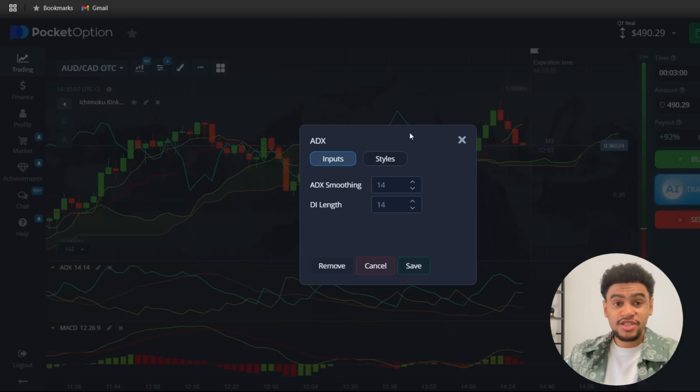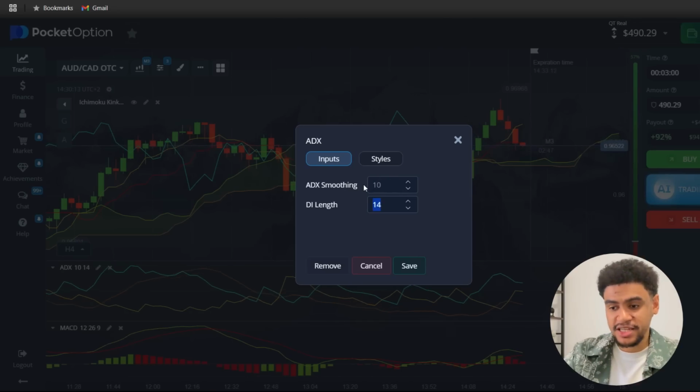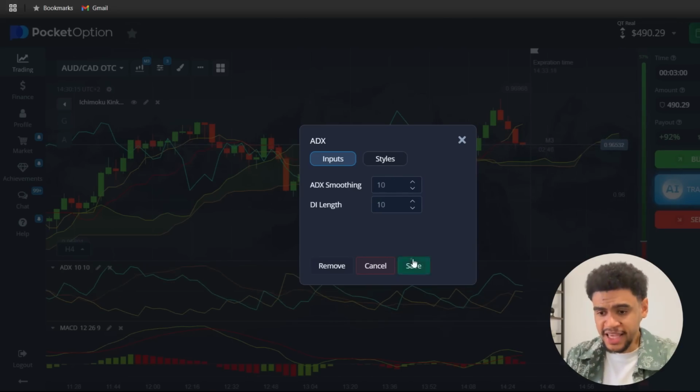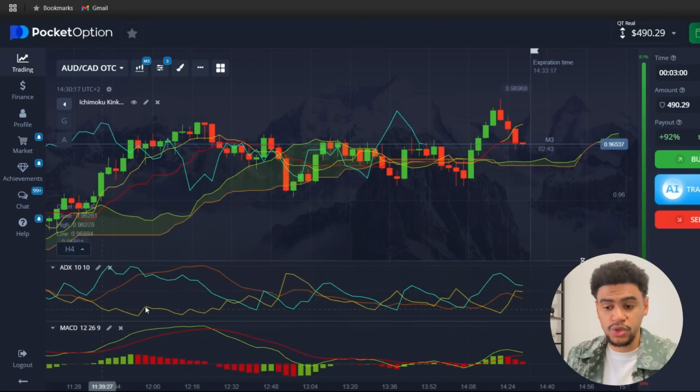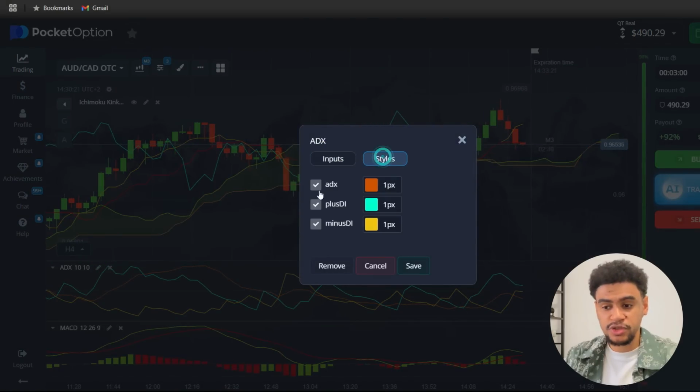So combining these 2 together already brings us a lot of clarity into what's going on. We're going to bring both of these settings to 10 here. And now I need to explain to you what's going on in the indicator right here and how you can read it. Now, first thing you look at is plus DI and minus DI.